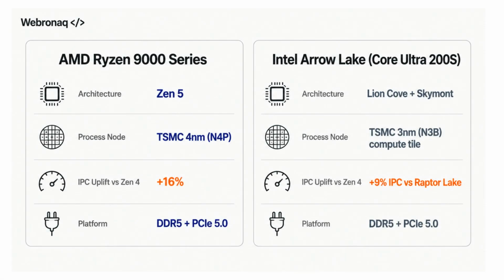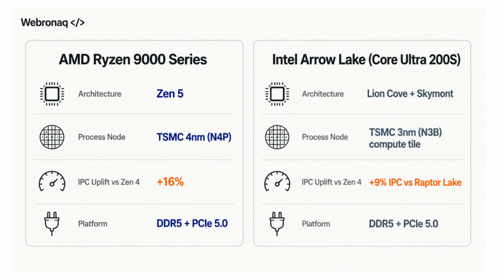So what exactly is a CPU generation? A generation is a full architectural redesign. It is not just a faster clock speed. It means a new microarchitecture, a newer manufacturing process node, and a new set of platform features. Take AMD's Ryzen 9000 series. It uses the Zen 5 microarchitecture, built on TSMC's 4 nanometers N4P node, and delivers a 16% uplift in IPC, meaning each clock cycle does 16% more useful work than Zen 4.